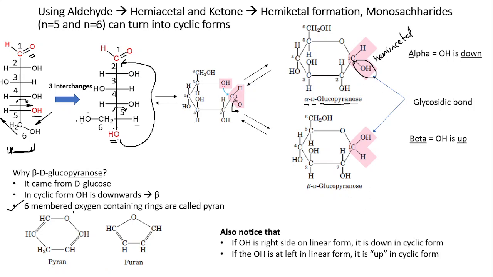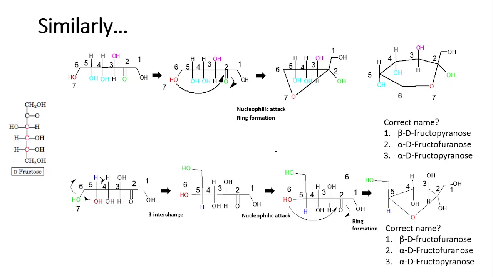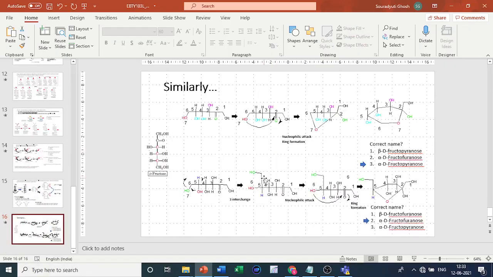If during this reaction the OH had formed up, then it would be called beta-D-glucopyranose. Everything else is the same. Beta means this OH is pointing up. So that's a beta-D-glucopyranose. Okay, so that is that. I will stop here, and we will pick up from this particular slide from now onwards.